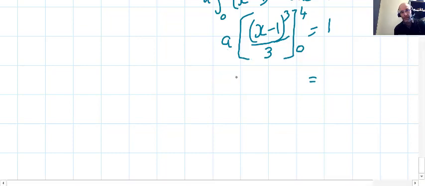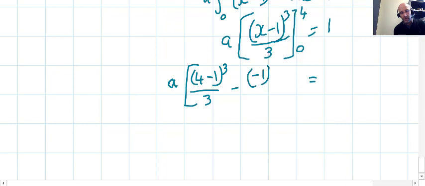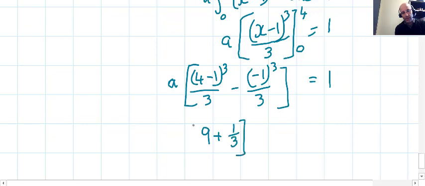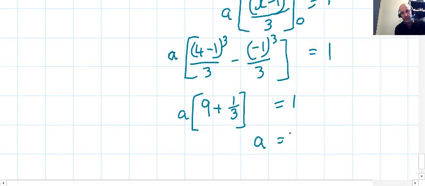Alright, so we're looking at putting in the terminal values, sub them in. So we have (4 minus 1) cubed over 3 minus (0 minus 1), negative 1 cubed over 3, that equals 1. So 3 cubed is 27 over 3 is 9, and negative 1 cubed is negative 1, so that's negative a third, so that's plus a third, because it's minus negative a third. Okay, add those two together and divide through, and you get A is 3 over 28.